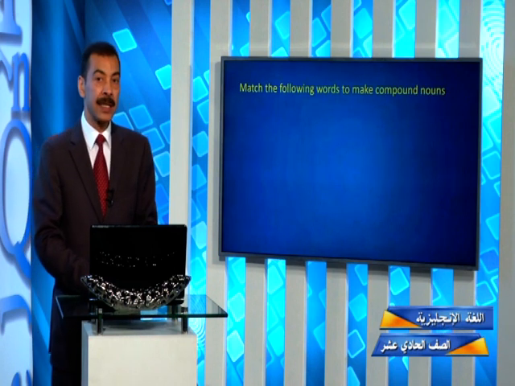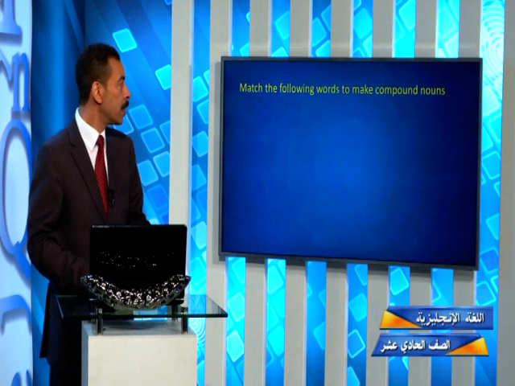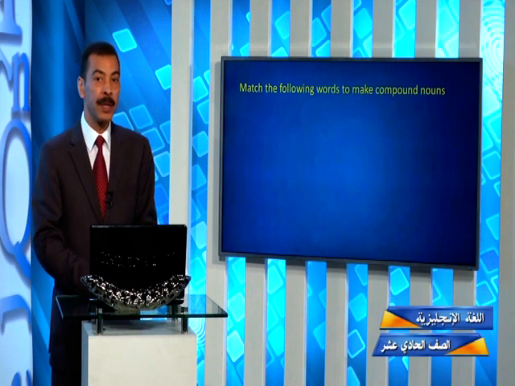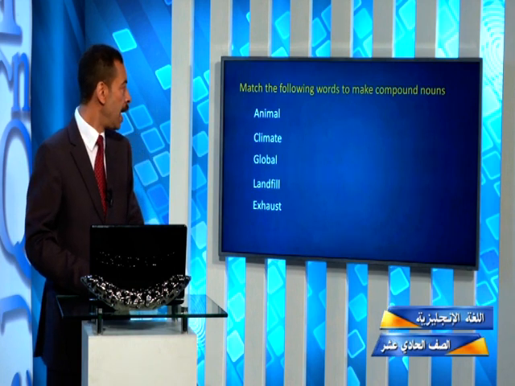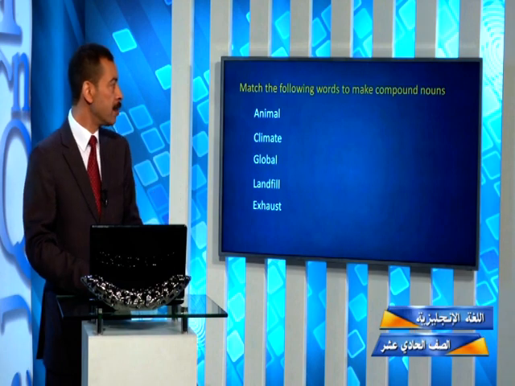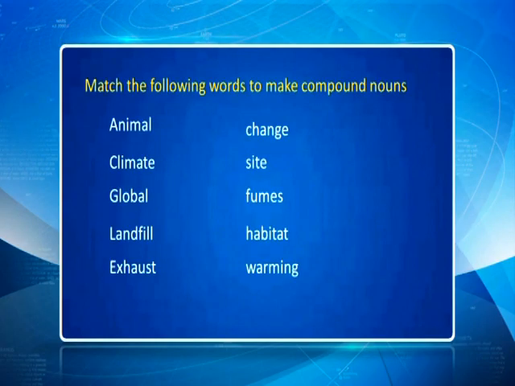Now it's your task to match the words to make compound nouns. Now we have a list of nouns and another list. You have to join the two to make new compound nouns. Now animal, do we say animal change or animal size or animal fumes or animal habitat or animal warming? What do you think?